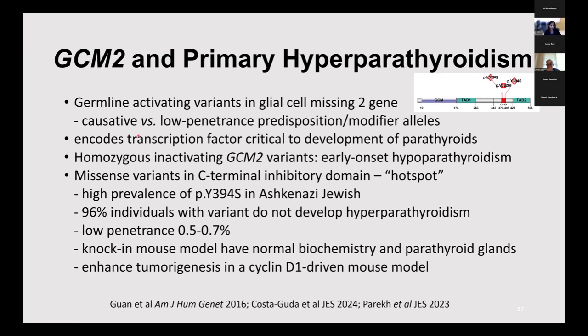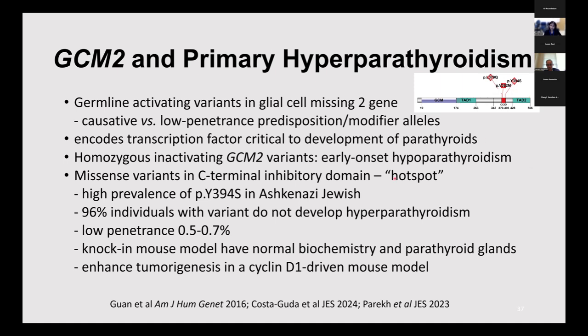And so GCM2 encodes this transcription factor, which is critical for the development of parathyroid glands. And we also know that loss of function mutations in this gene result in hypoparathyroidism. So all the missense variants that have been reported to be associated with primary hyperparathyroidism are concentrated in the C-terminal inhibitory domain of this gene. But these variants also appear to be very common in the Ashkenazi Jewish population, particularly the Y394S variant.